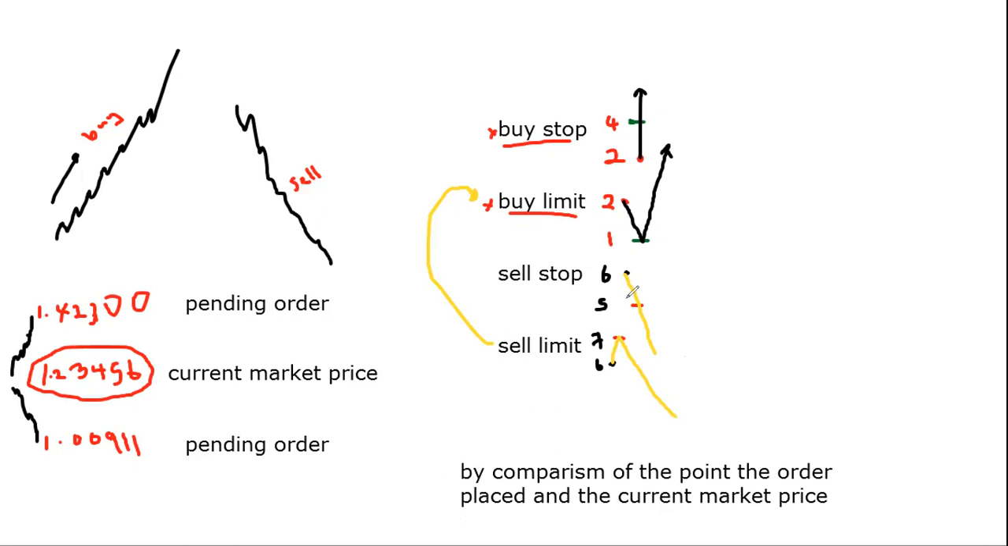Okay, so this point is my pending order. Pending order, PO. 7 is my pending order, PO. And then 1 here is my pending order, PO. And 4 here is my pending order. Okay, so having said that, let me quickly practice it on the chart. Let me share a chart and then let's practice it.